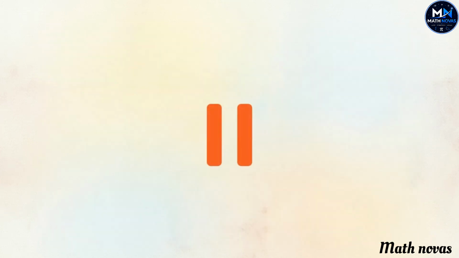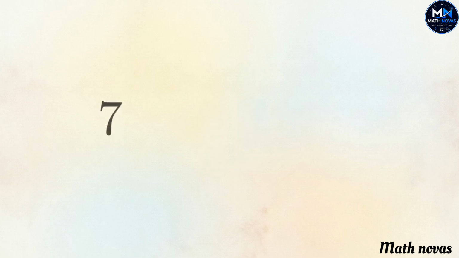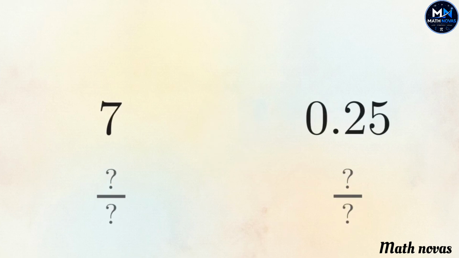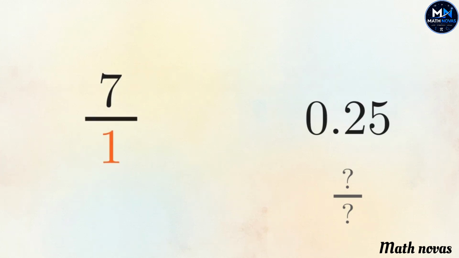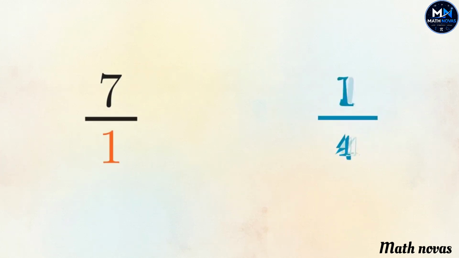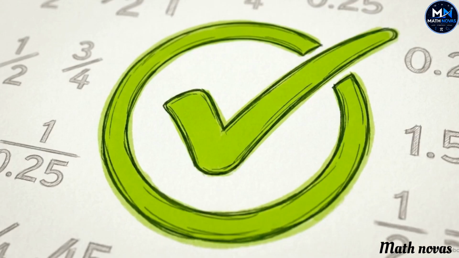Let's test this. Pause the video and look at these two numbers, a whole 7 and a decimal 0.25. Try to write both of these as standard fractions. The 7 becomes 7 over 1. The 0.25 becomes 1/4. Successfully performing these conversions shows you understand how the system defines a rational number.